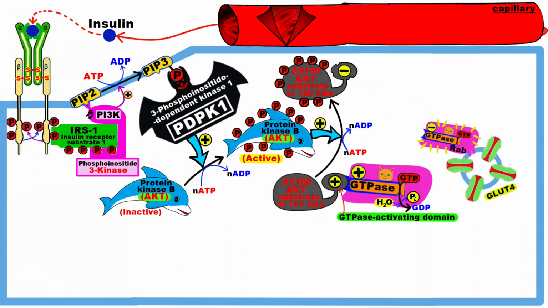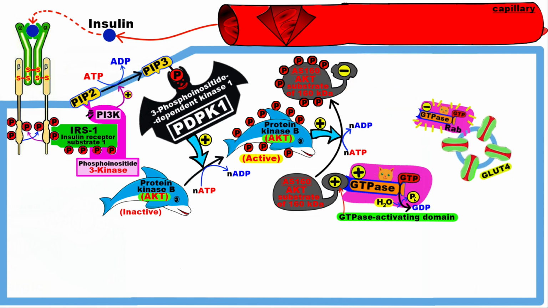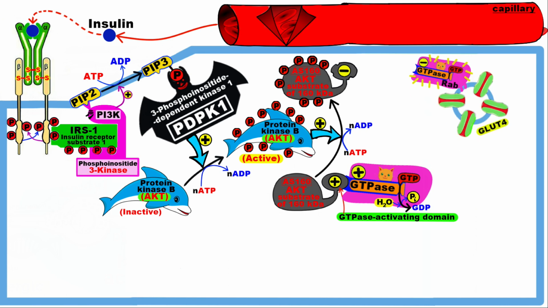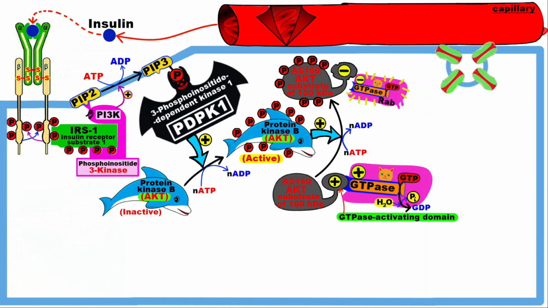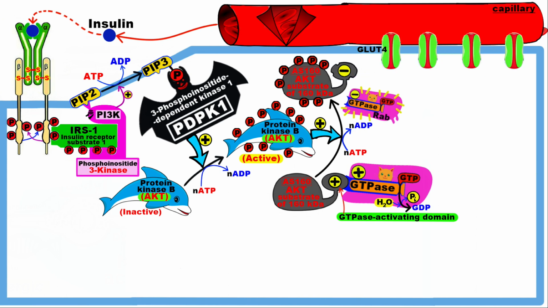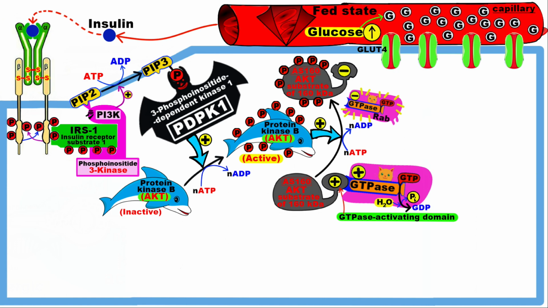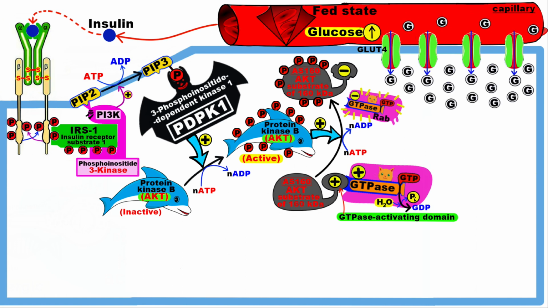Activated Rab gets attached to this vesicle and will carry it to the plasma membrane. The vesicle will fuse with the cell membrane. GLUT4 transporters will translocate to the cell membrane. Right now, we're in the fed state. That means our blood glucose levels are high, as I previously told you. I will denote glucose with this capital G. These transporters will perform the uptake of glucose from the blood into the cytoplasm. Now the glucose is inside the cell.